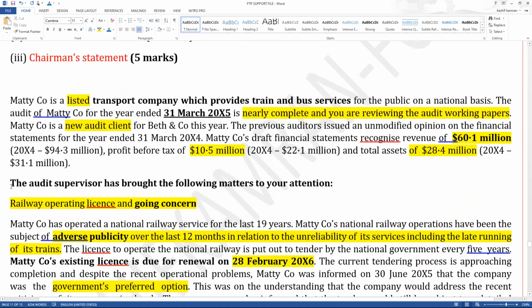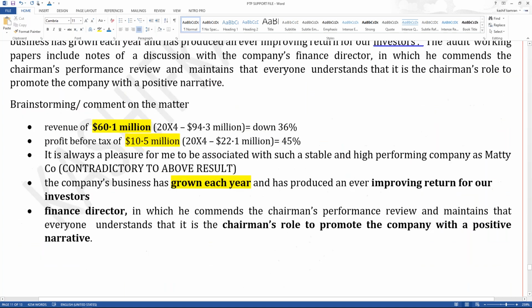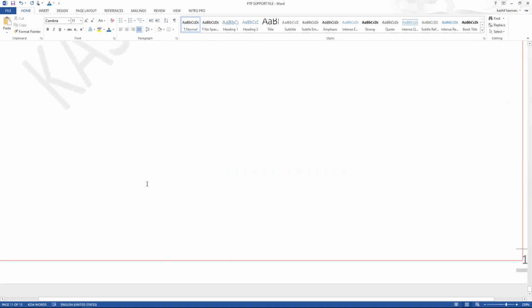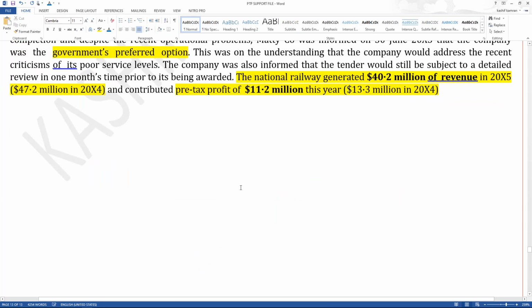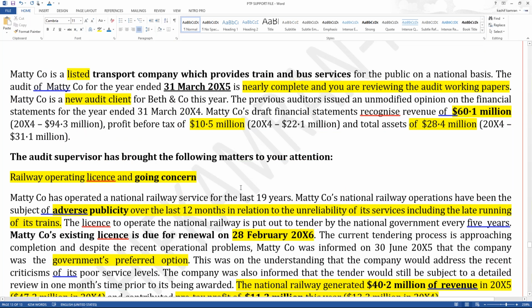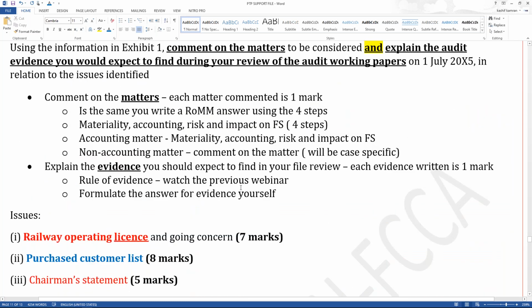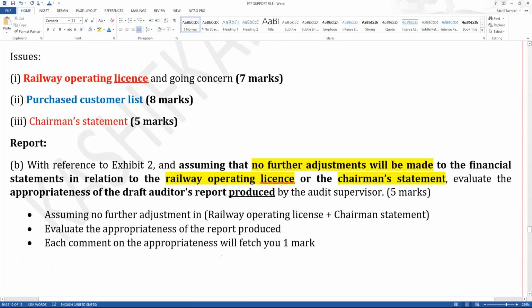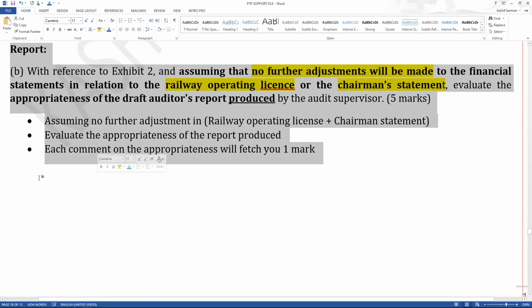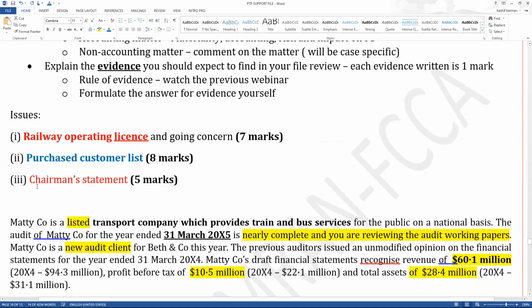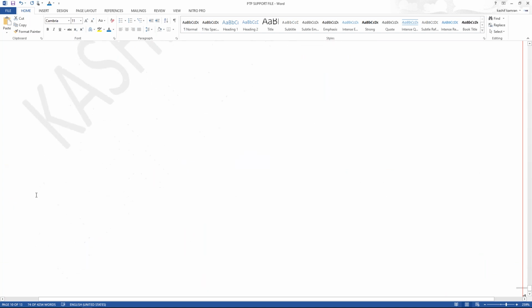I think the second part of the question has gone down because I've copied the requirements here. Just give me 1 minute to fetch out the second part of the question. Okay, the second part of the question was this. Let me copy this down.